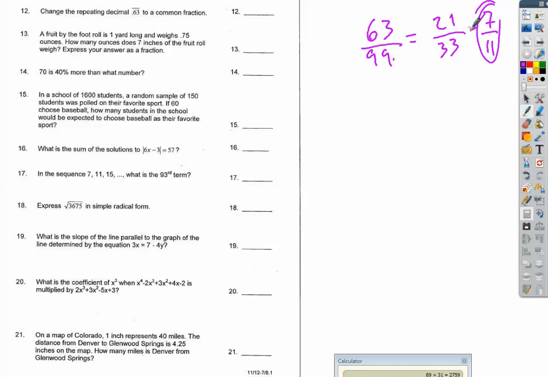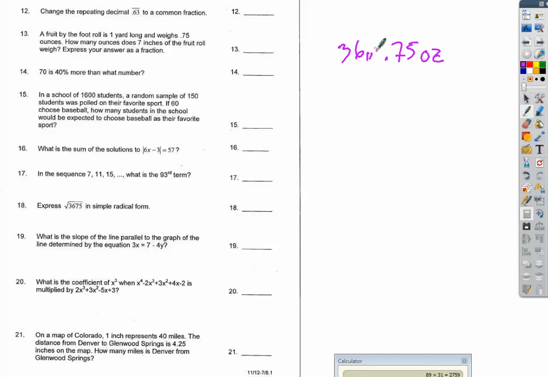All right, number 13. A fruit by the foot roll is 1 yard long, so that's 36 inches, and weighs 0.75 ounces. How many ounces does 7 inches of fruit roll weigh? So I know that 36 over 7 is going to equal 0.75 over x. Now here is a fun little trick. So this is called cross multiplication.